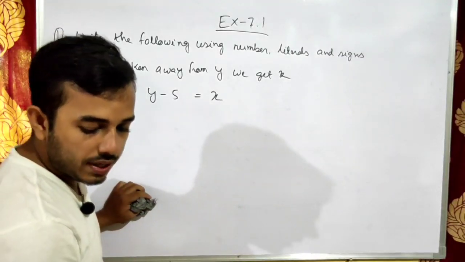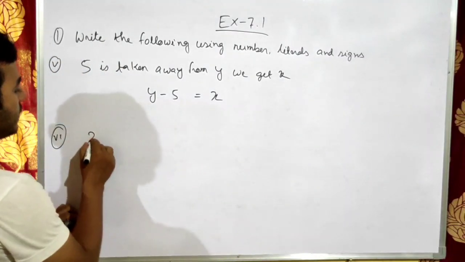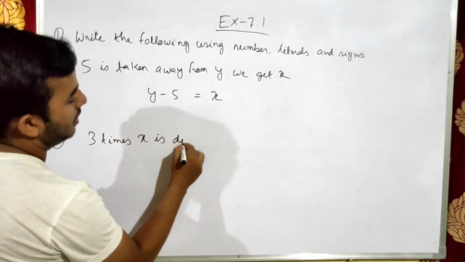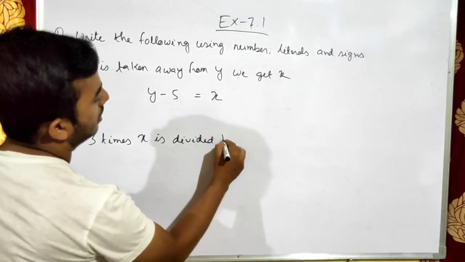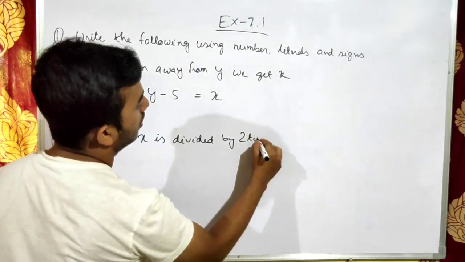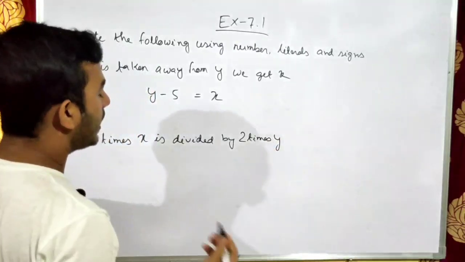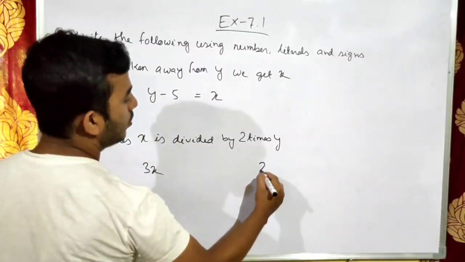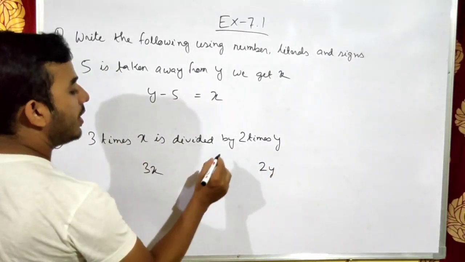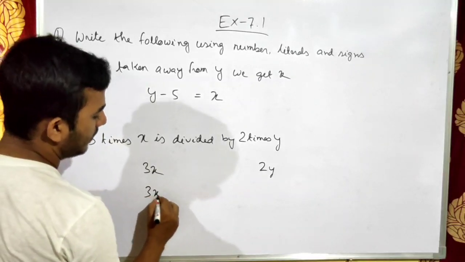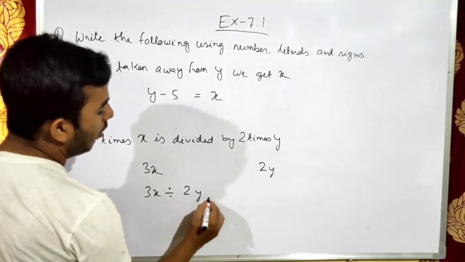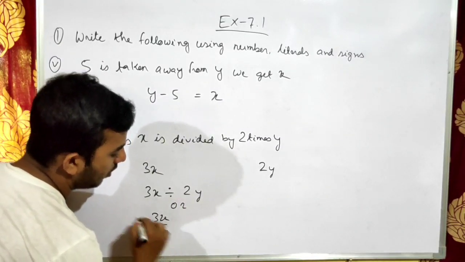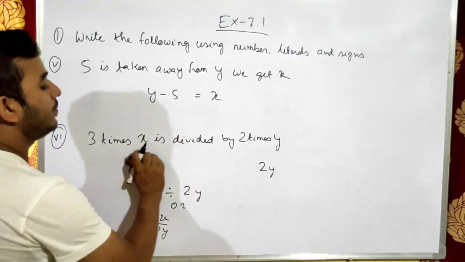Next, number 6: 3 times x is divided by 2 times y. So 3 times x means 3x. 2 times y means 2y. So 3 times x is divided by 2 times y, you can write it like this: 3x divided by 2y, or you can write it like this also: 3x over 2y. Both of them are correct.